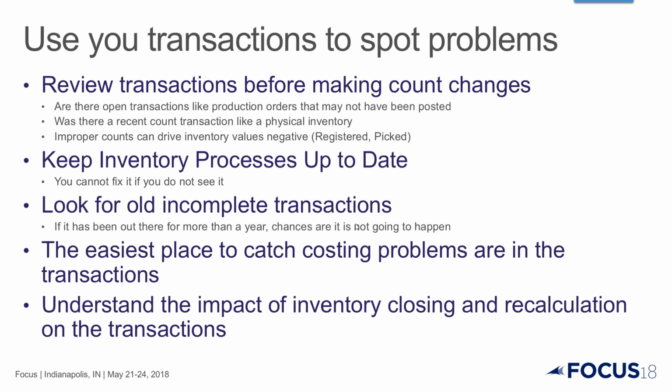Because two things can happen. If you find 35 someplace, it's either it was never reported in the first place, it was counted out, or it's in the wrong location. There's no good news there. So the more you understand about what happened, the better off you are in solving the problem long term. You got to keep inventory processes up to date, and let me explain.